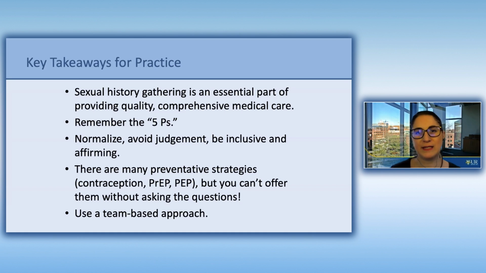So sexual history gathering is an essential part of providing quality, comprehensive medical care. Remember the 5 Ps, use the mnemonic of your choice, normalize, avoid judgment, be inclusive and affirming. There are many preventative strategies, contraception, PEP, PrEP, but you cannot offer them if you don't ask these questions. And use a team-based approach. Team is your friend.